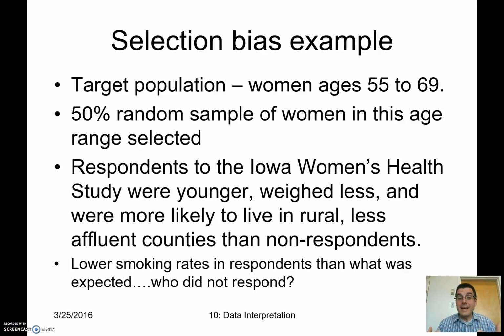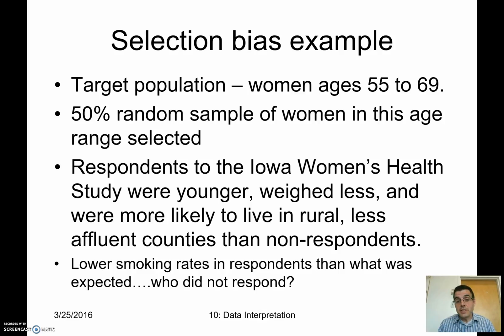A well-documented example of selection bias can be found within your textbook. It's published work specifically trying to understand women's health in Iowa, the Iowa Women's Health Study. Ultimately, there was a survey tool used by epidemiologists where they were trying to understand the demographics and the makeup of this particular population of women between the ages of 55 to 69. The way this study was designed, they randomly sampled 50% of the women in Iowa in that age range.